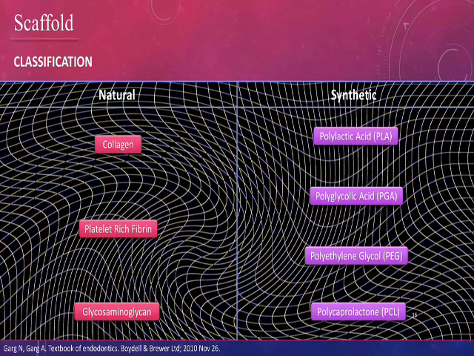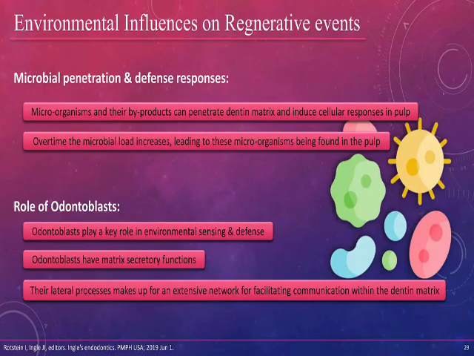Scaffolds are available as natural and synthetic. Natural scaffolds include collagen, platelet-rich fibrin, and glycosaminoglycans. The synthetic ones are PLA, polyglycolic acid, polyethylene glycol, and PCL. Apart from the triad, the proper environment should be available for the regeneration to occur. There has to be control of microbial penetration and defense responses. The zone should be sterile in nature.